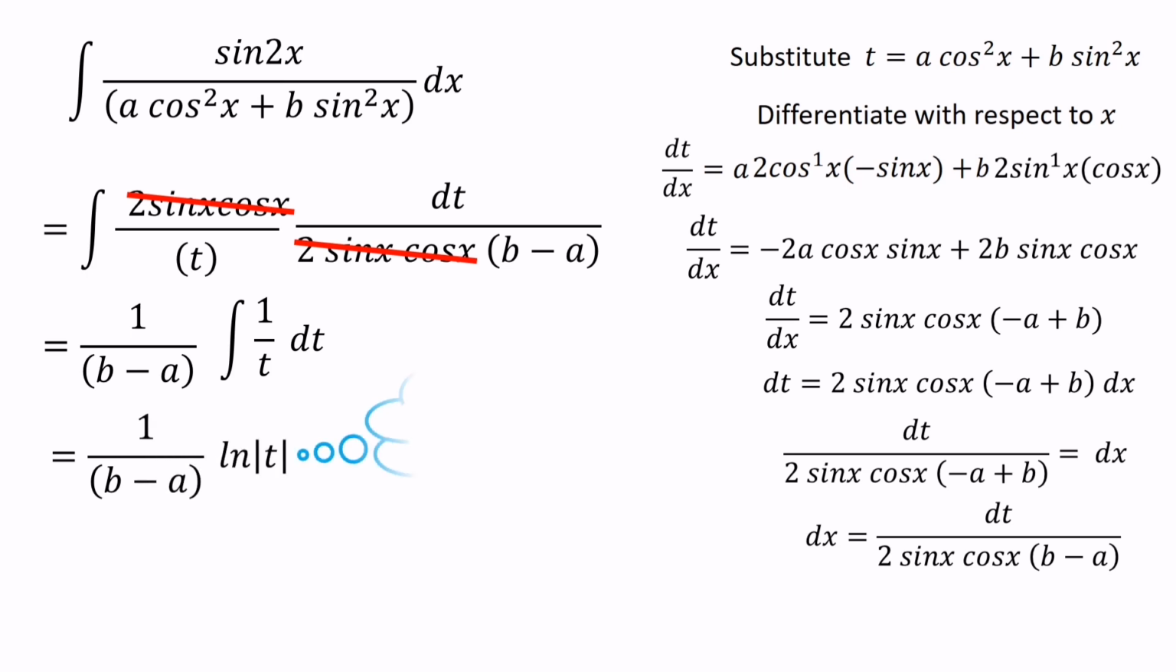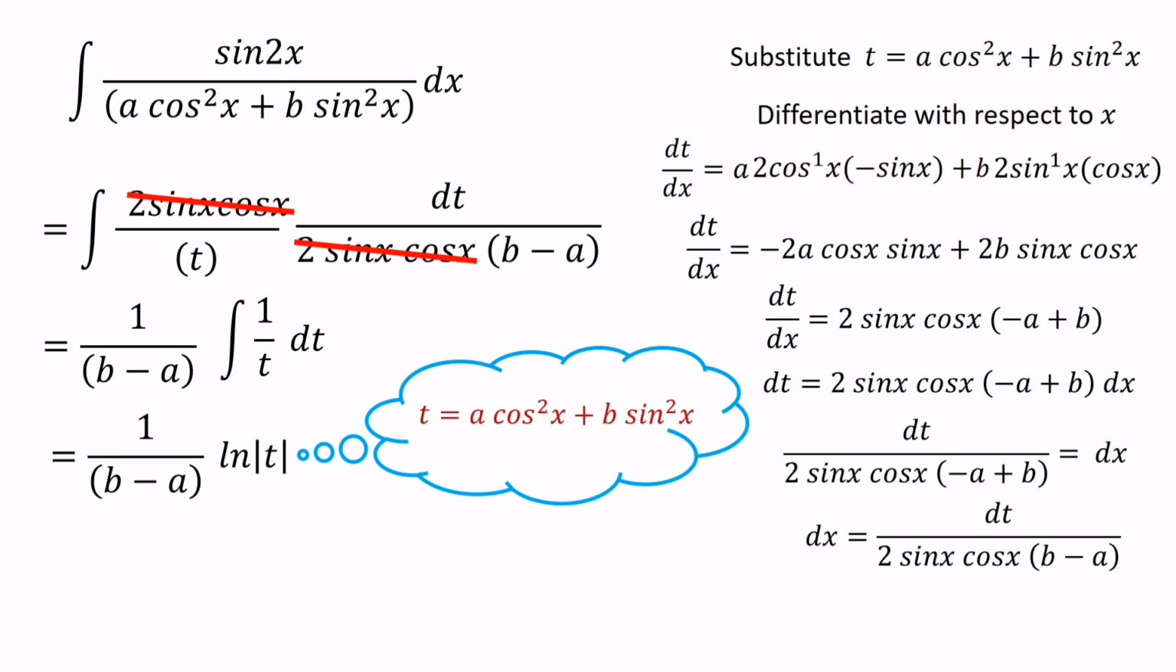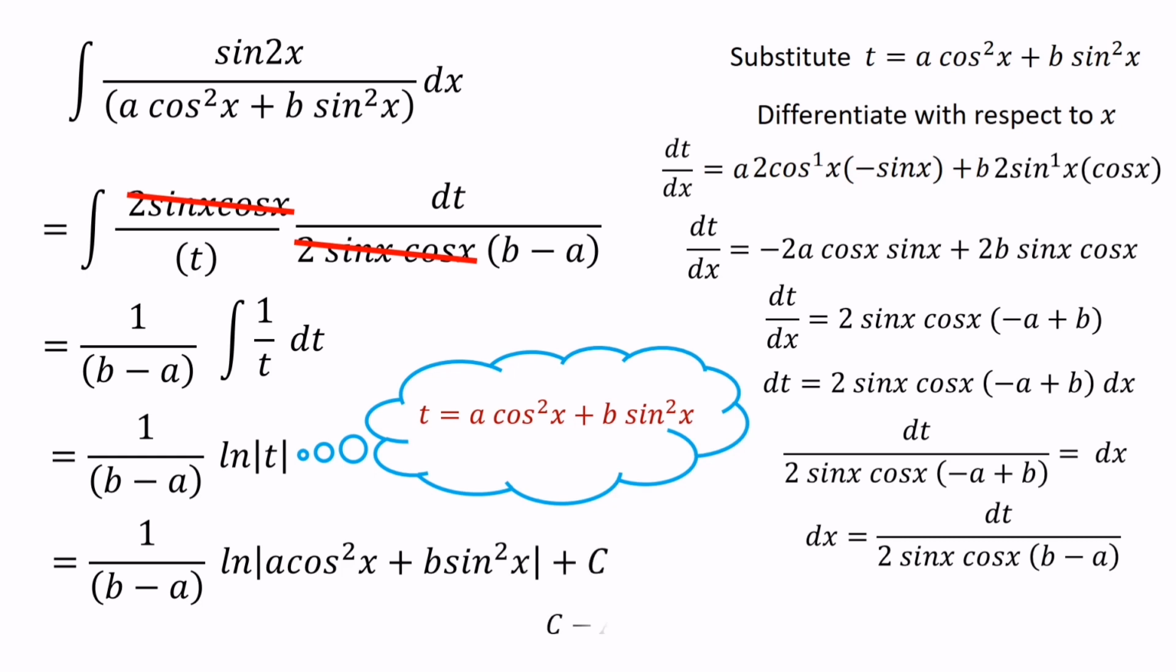We know t equals a cos² x plus b sin² x. So we get the final answer as 1 over (b minus a) into ln modulus of a cos² x plus b sin² x, plus c. Here c is an arbitrary constant.